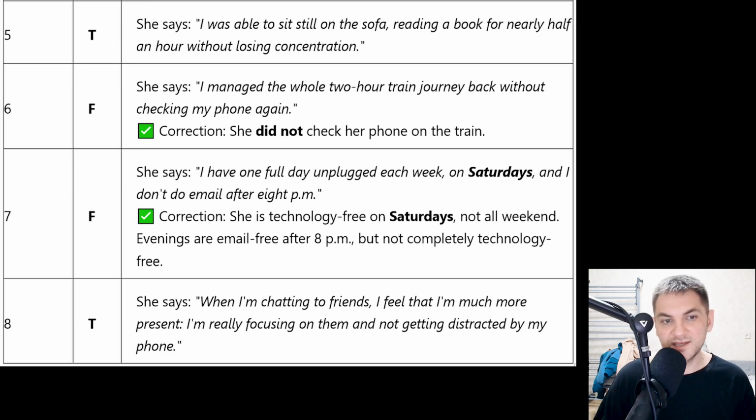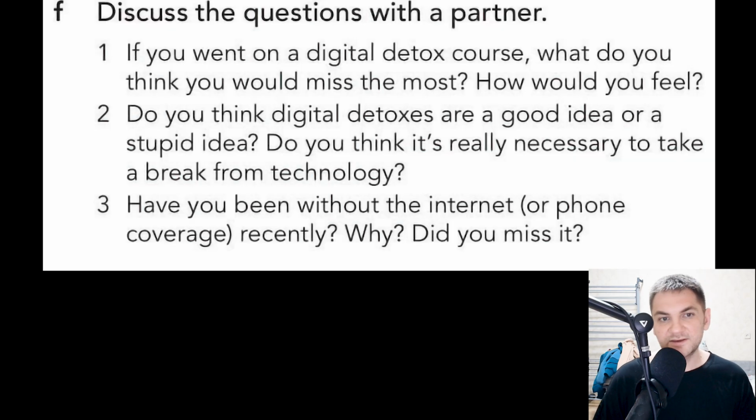And finally, 8. It's true. She says, when I'm chatting to friends, I feel that I'm much more present. I'm really focusing on them and not getting distracted by my phone. Something like that. Activity F.